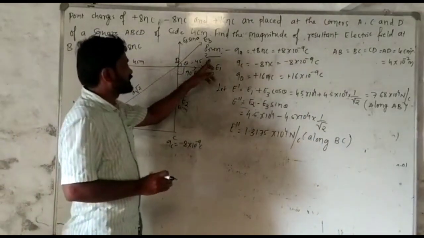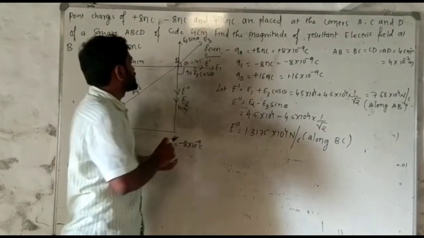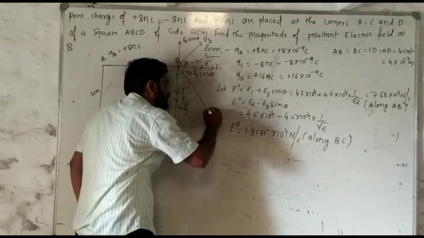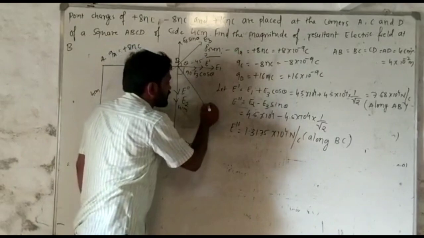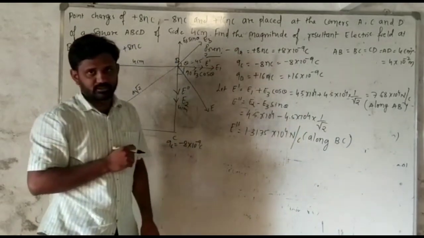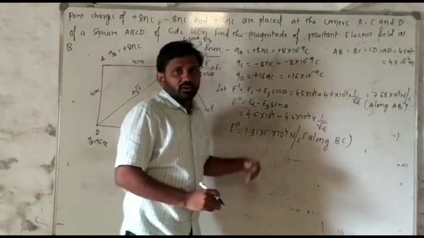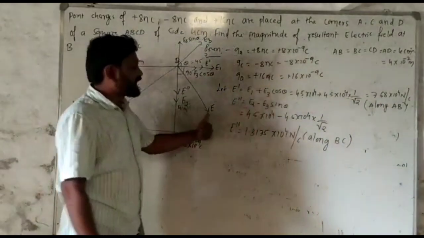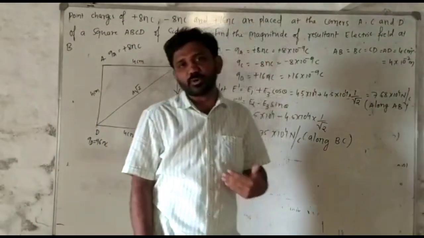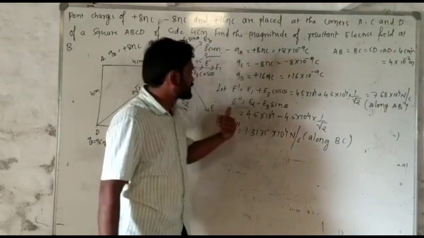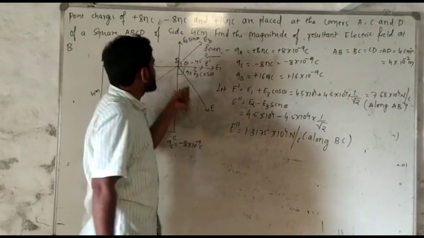If two vectors are acting along the adjacent sides of a parallelogram, then the resultant is along the diagonal, that is E. Then how can you find the magnitude of this resultant electric field? Already we know the formula for the resultant of addition of two vectors, that is R is equal to square root of A square plus B square plus 2AB cos theta. By using that formula, we calculate the resultant electric field at B.